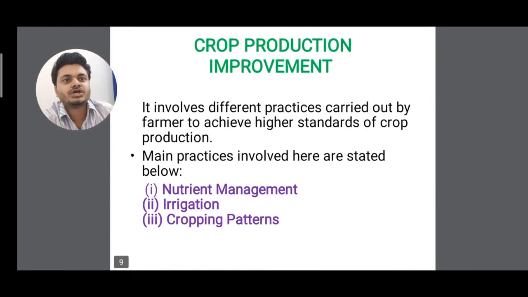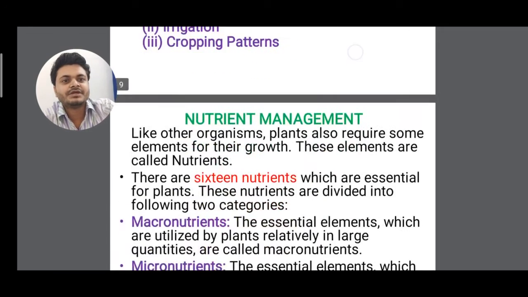Next, what is crop production improvement? That means the crop that is being produced will be improved. It is a process which involves different practices carried out by the farmers to achieve higher crop production. The main practices involved here are nutrient management, irrigation and cropping patterns. Clear? So we'll see them one by one.